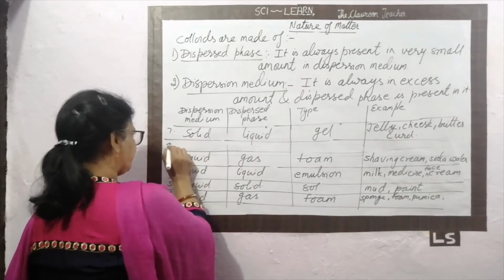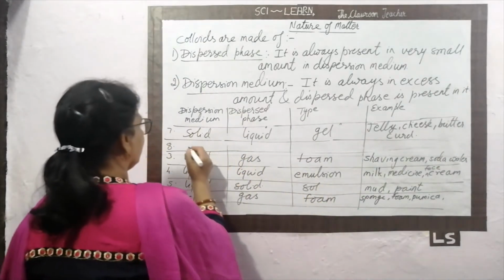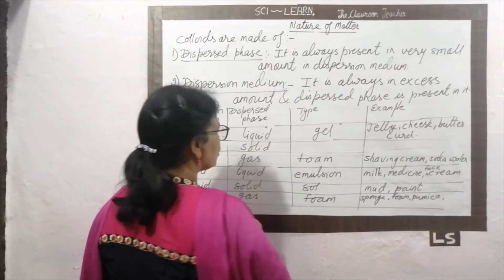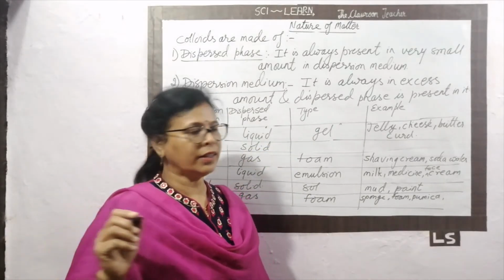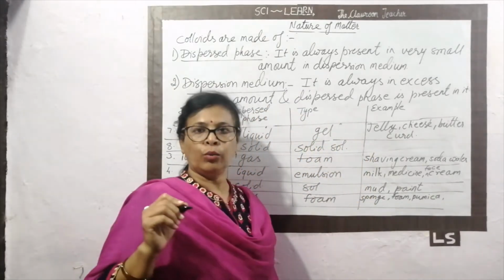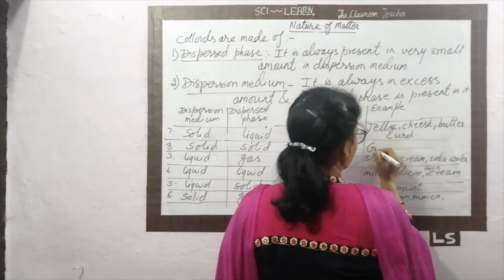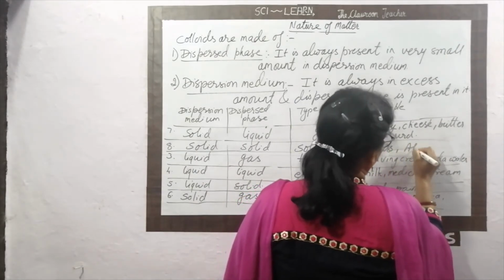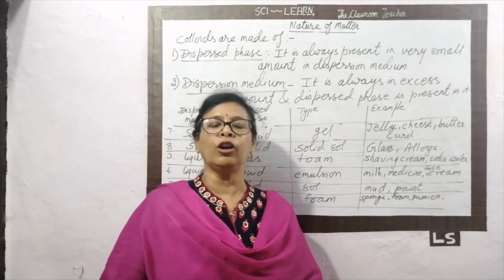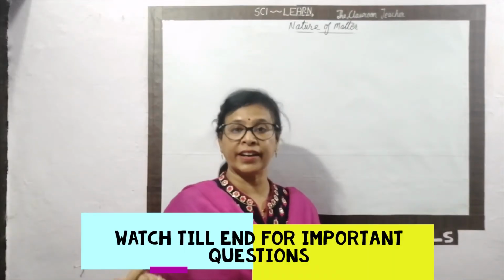One more is there. Last is when solid is combined with solid. Okay, what happens when solid is combined with solid? The dispersion medium is solid and the dispersed phase is solid. Then it is called solid sol. What is the example of solid sol? Various examples are there. For example, glass. For example, alloy. These all are examples of solid sol. So these are some examples of dispersed phase and dispersion medium. These are the properties or characteristics of colloids.